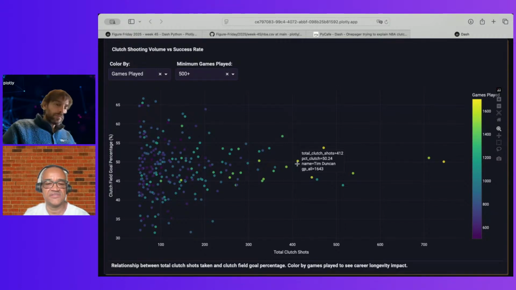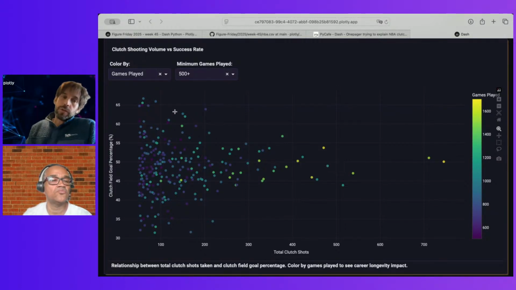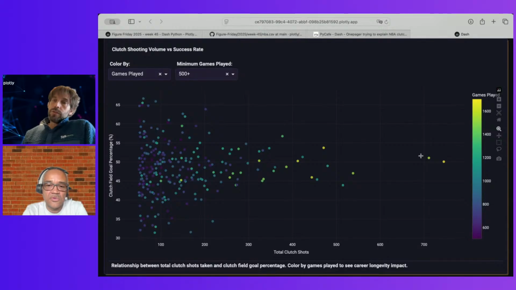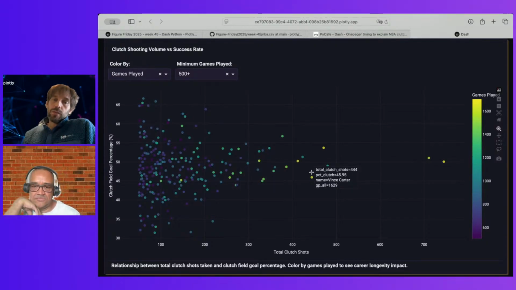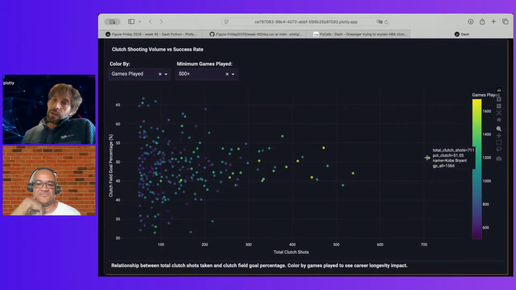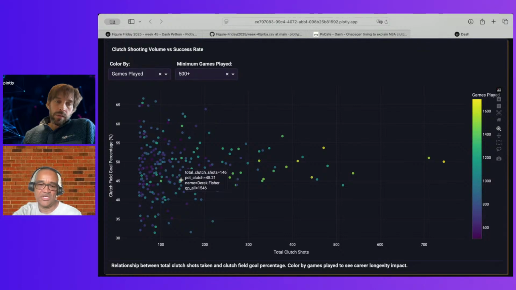So interesting. And this graph, what's also interesting is that it's easier to understand. Here we have the games played. Obviously the more it goes to the right, usually you're going to see a correlation between the number of games played and the number of clutch shots. If you play 1,500 games, you have more opportunity to shoot clutch shots. So that's kind of cool. In this case, you can see the two outliers here, Kobe Bryant and LeBron, for instance.